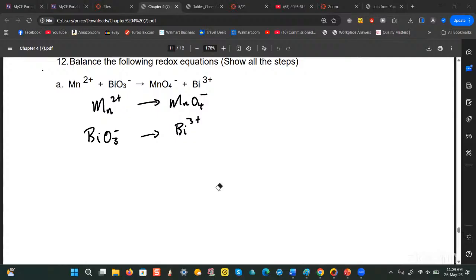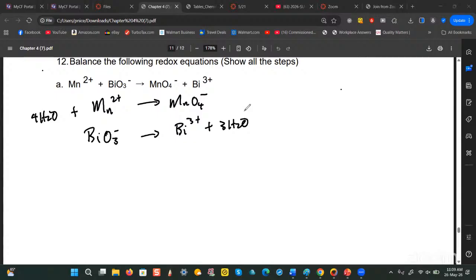Okay, so for the first half equation, to which side would you add water and how many water molecules would you add? To the left side. How many water molecules would you add to the left side? 4 water molecules. Okay, very good. What about the second half equation? To which side would you add water and how many? To the right, how many? 3 water molecules. Very good. All right. So that's how you balance the oxygens.